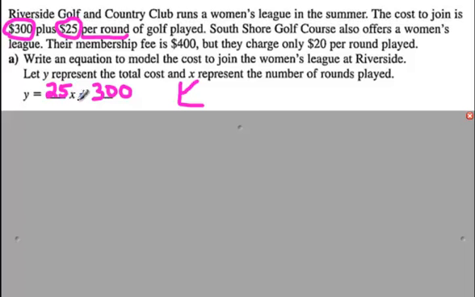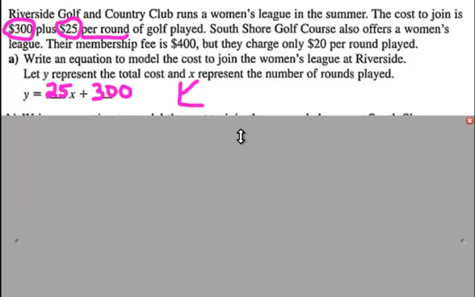All right, so $25 per round. If you play one round, it's $25 times 1 plus 300. If you play 2 rounds, it'd be 25 times 2, which is 50, and then add 300, so that'd be 350. Okay, let's move to the next part.